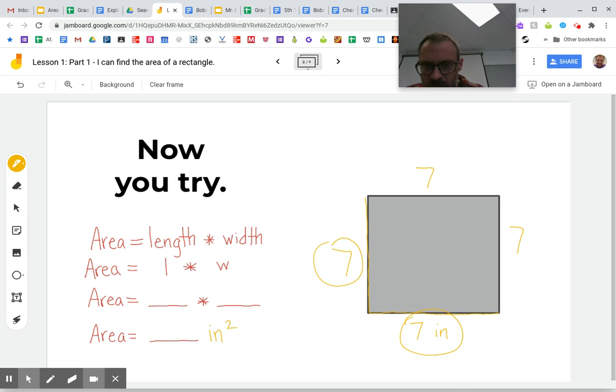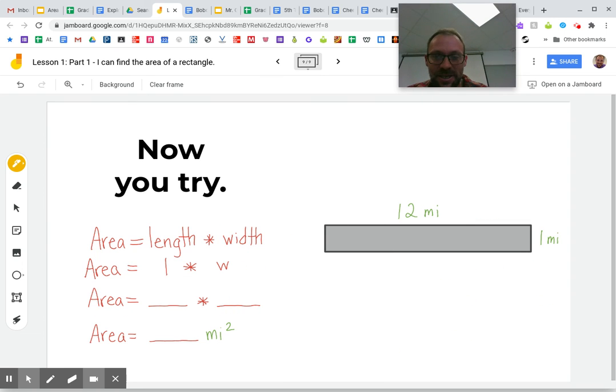And so the length would be 7 inches and the width would be 7 inches. And so I need to multiply 7 times 7. So reflex math, help me out. 49. 7 times 7 is 49 inches squared. All right, one last one for right now. Try this one. And I'll be back to talk about it. Pause the video.